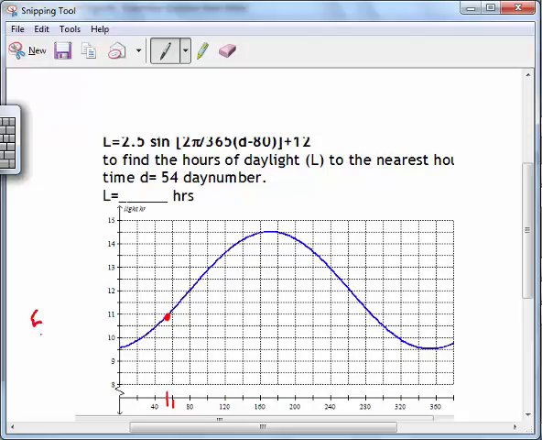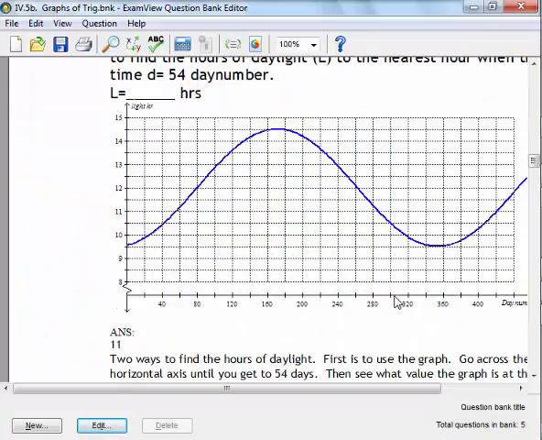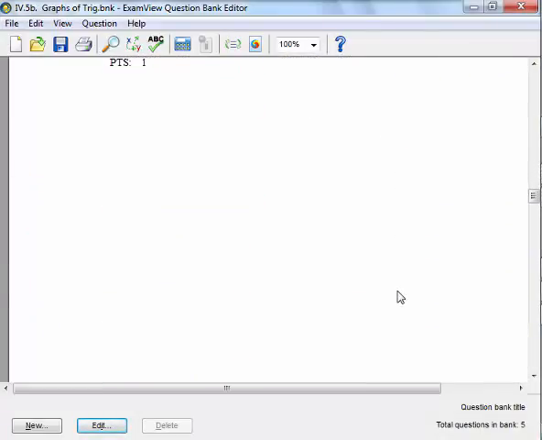So at 54 days, our time is a little bit less than 11 hours, say 10 hours, and, well, here's 30 minutes right here. So maybe 10 hours and 50 minutes. I don't know, something like that. Let's do a couple more of those just because I think they're a little bit tough to do.